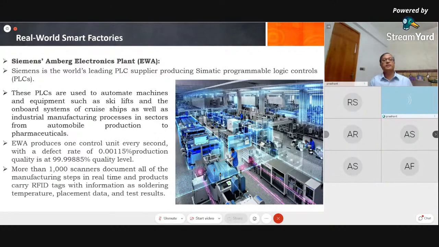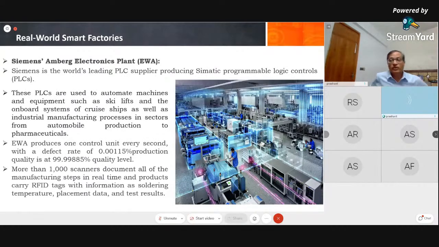With their capabilities, Siemens produces one control unit, one PLC, every second. So in one day, they produce close to 100,000. Now, see, the defect rate is so small. It's like 0.00115%. And the production quality is close to 1.